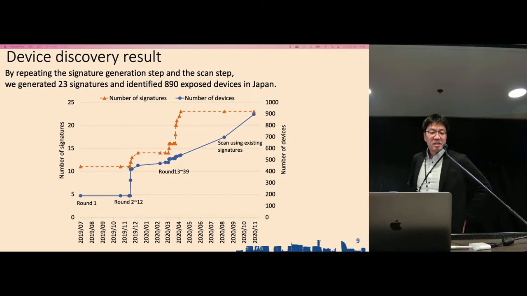And this is the device discovery result. This graph shows the number of signatures and the number of devices found by the signatures. By repeating the signature generation step and the scan step, finally, we generated 23 signatures and identified 890 exposed devices in Japan.